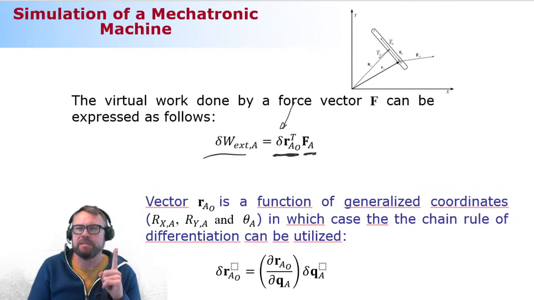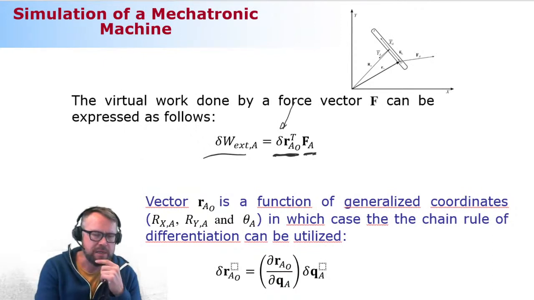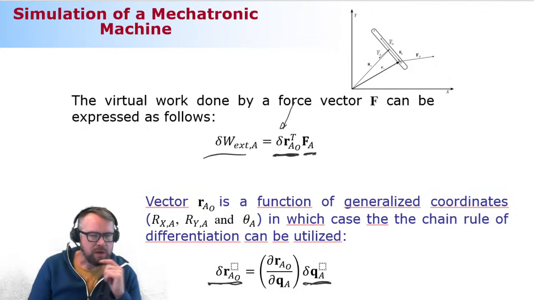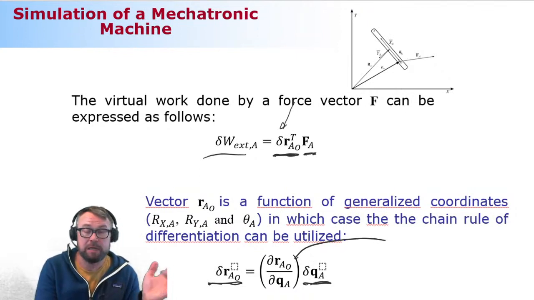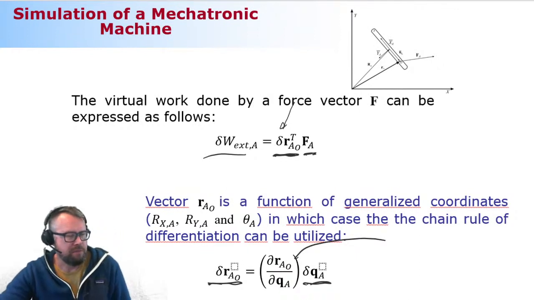But the real big deal is this. Now, using this mathematics, we'll look at the previous slide. You can relate delta R and delta Q. And the relation is this one here, which is a matrix. This is a matrix here. It's partial R, partial Q. And this is something that we will practice using in several slides later today.